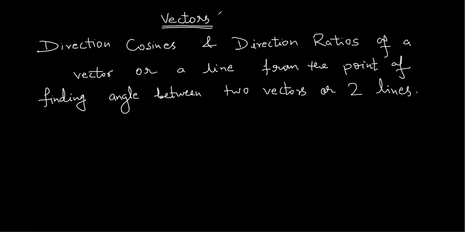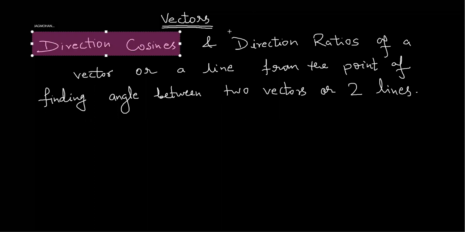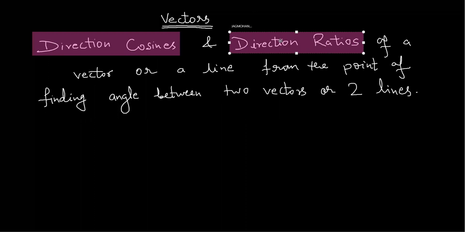So in today's lecture, I have already taught you what are direction cosines of a vector or a line and what are direction ratios of a vector or a line. That I have already covered in earlier topics, and after that I solved a few problems for you. But in today's lecture, we will see direction cosines and direction ratios from the point of view of finding the angle between two vectors, or the angle between two lines.